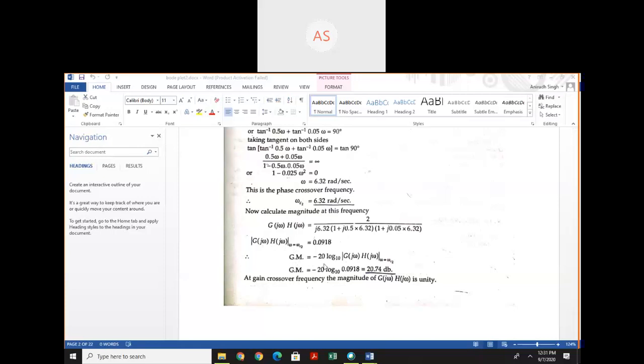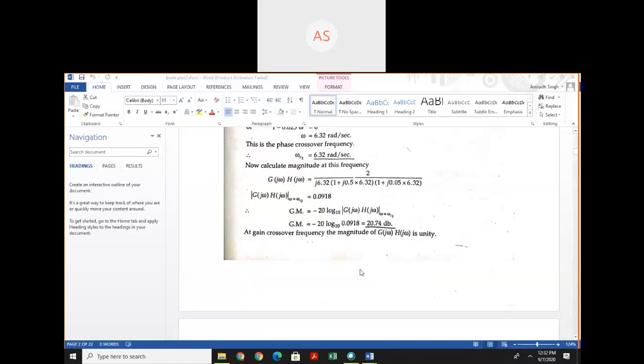So Gm is equal to minus 20 log of this, and the value of minus 20 log 0.918 is 20.79, and this is the gain margin. We can add this amount of gain to the system to make the system marginally stable.